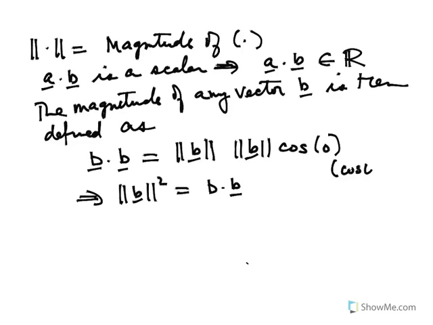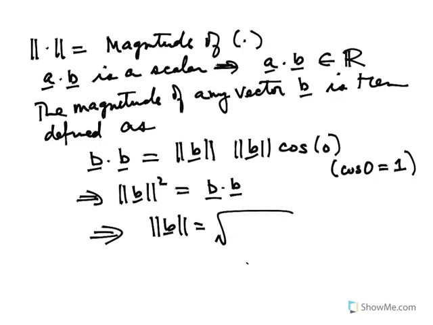Notice that the cosine of 0 is equal to 1. So I get B dotted with B is equal to B squared, which tells me that the magnitude of any vector B is equal to the square root of B dotted with B, which is also equal to B dotted with B raised to the 1/2. So now I have the definition of the magnitude of a vector.